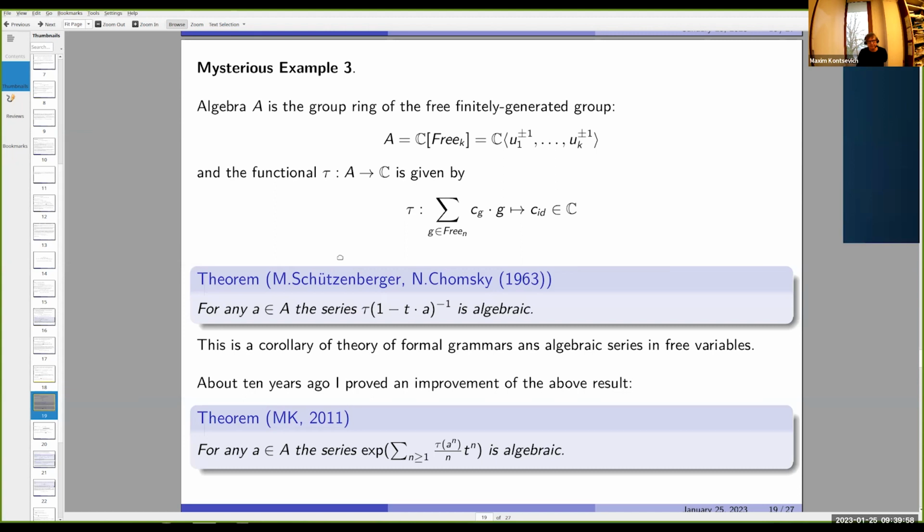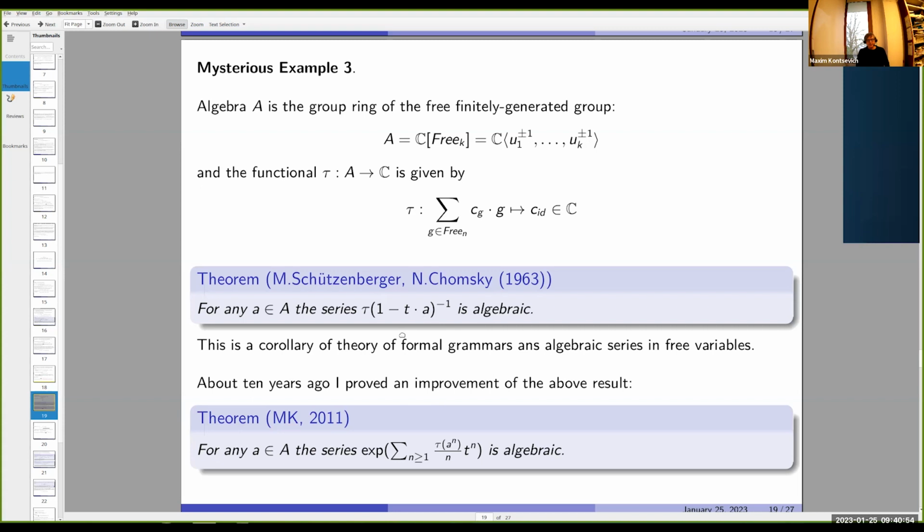There was this old theory by Schützenberger and Chomsky, older than this story actually, that for any element of the algebra, if you take this geometric series, you get an algebraic series in one variable. It's a very peculiar result. It was the theory of formal grammars and algebraic series in free variables. What Schützenberger developed shows the same for algebraic series in free variables. And then there's also the notion of rational series, and the notion of Hadamard product, and the Hadamard product of rational and algebraic series is algebraic. That's the main result. And then if you go to abelianization, you get an algebraic series in commuting variables, eventually in one variable.